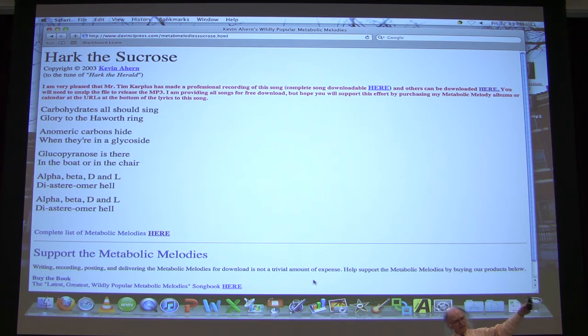Carbohydrates all should sing, glory to the Haworth ring. Anomeric carbons hide when they're in a glycoside. Glucopyranose is there in the boat or in the chair. Alpha, beta, D, and L, diastereomer hell. Alpha, beta, D, and L, diastereomer hell.